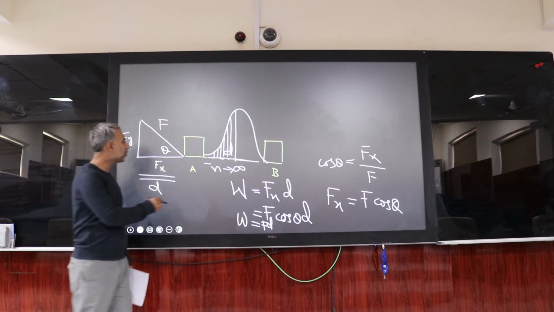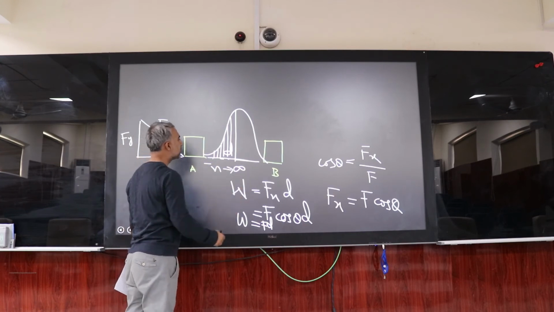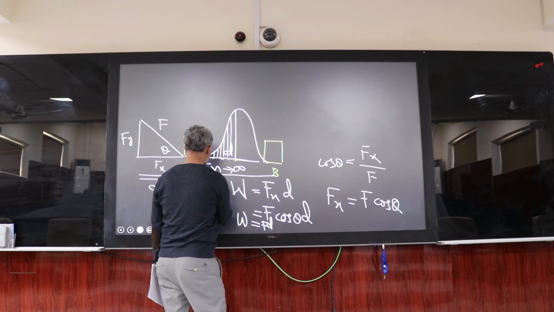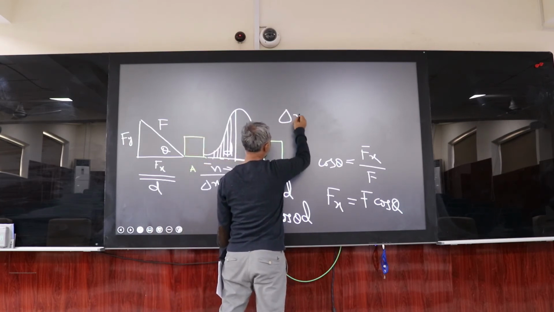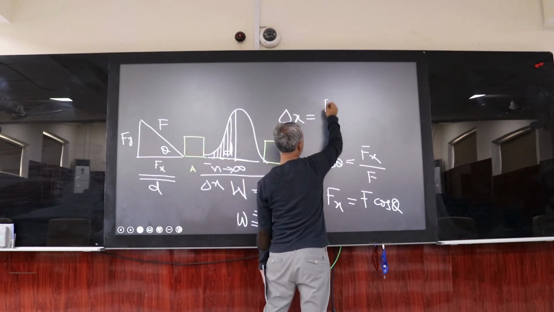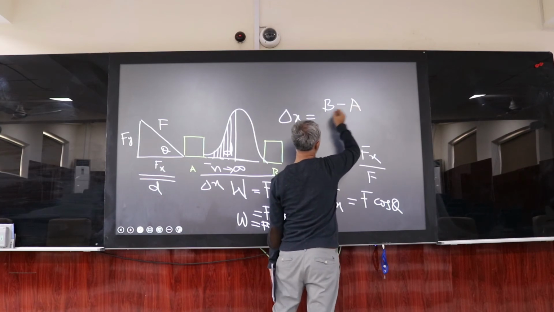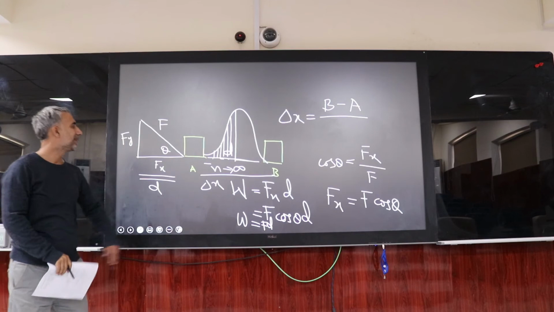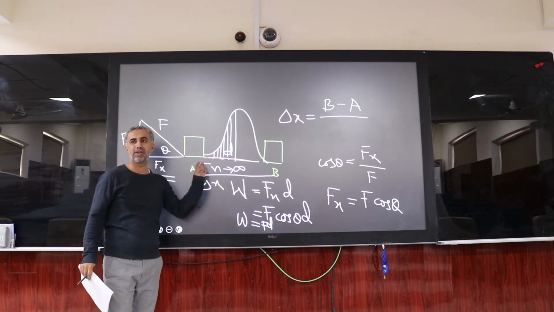Such that if this point is A and this point is B, and you want to partition this along the x-axis, delta x, you say B is the final and A is the origin. Of course, you should divide it by the total number of partitions.